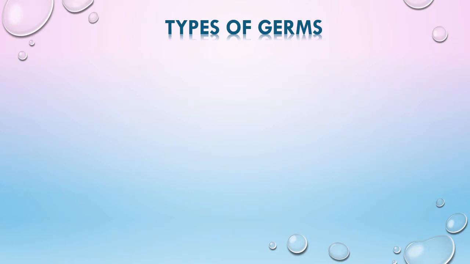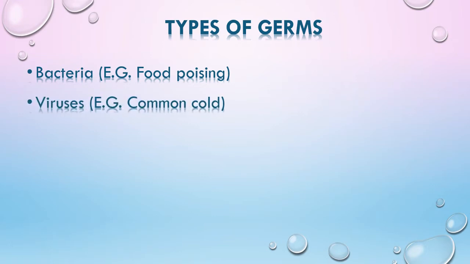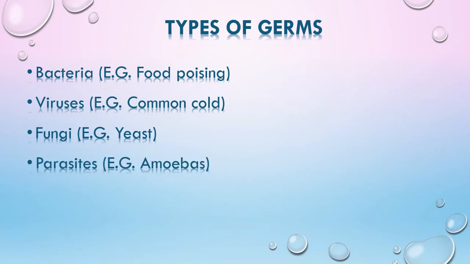The first common type of germ is bacteria, viruses, fungi, and the last one, parasites.